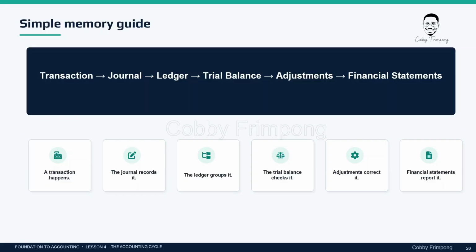Here is a simple way to remember the accounting cycle: transaction, journal, ledger, trial balance, adjustments, financial statements. You can also remember it as a story. A transaction happens, the journal records it, the ledger groups it, the trial balance checks it, adjustments correct it, financial statements report it. This is the accounting cycle in simple language.